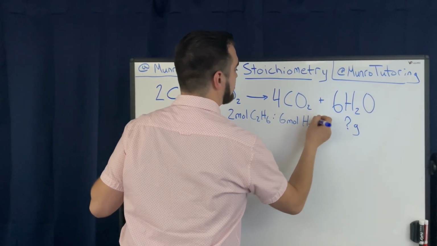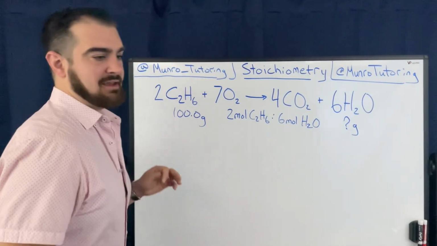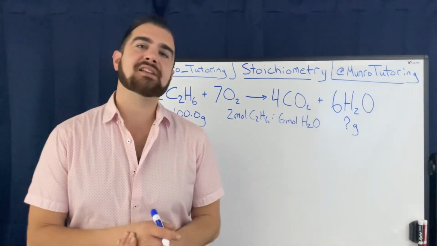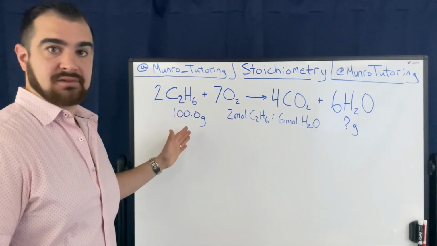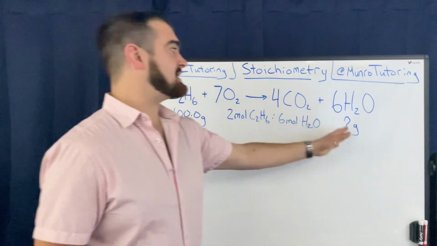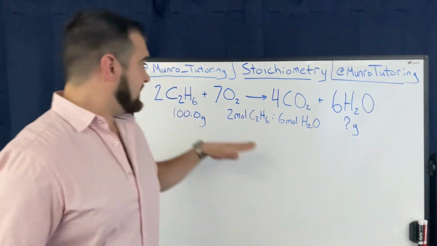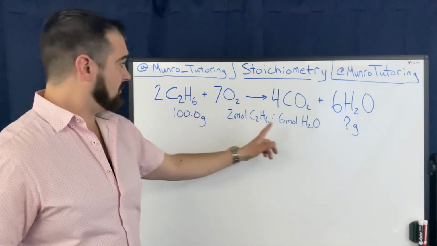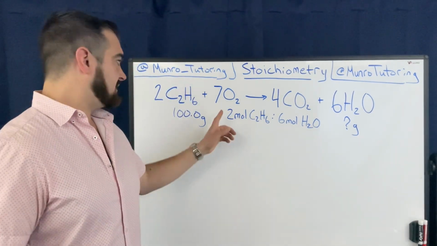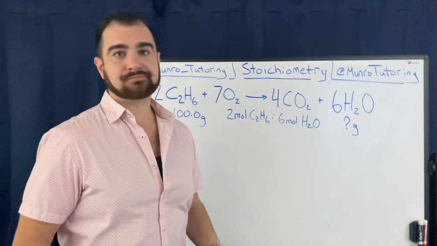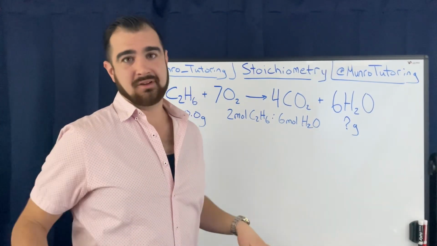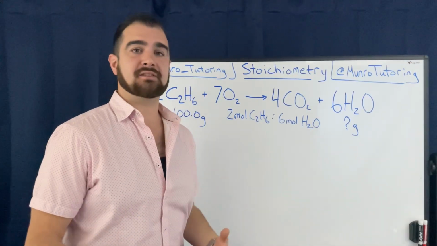of water. Now, a mistake that a lot of students make is they'll see, hey, I'm being given grams of one thing and I'm being asked for grams of another thing. So can I just write the ratio using grams? In other words, like 2 grams of ethane produce 6 grams of water, and the answer is no. That will give you a wrong answer.